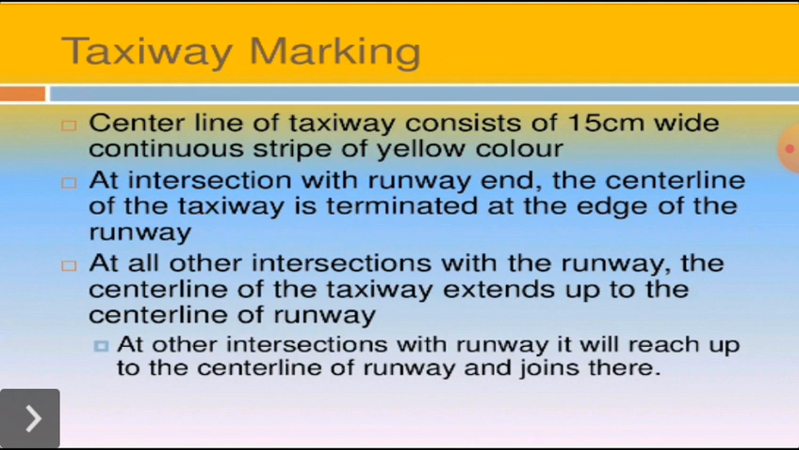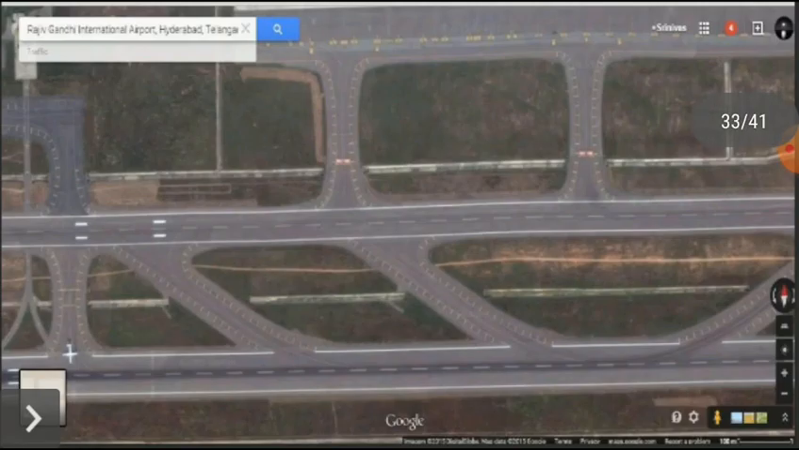And next one, taxiway marking. The center line of a taxiway consists of a 15 cm wide continuous stripe of yellow color. At the intersection with the runway end, the center line of the taxiway is terminated at the edge of the runway. At all other intersections with the runway, the center line of the taxiway extends up to the center line of the runway and joins there. The figure shows the runway and the taxiway intersections and their marking.